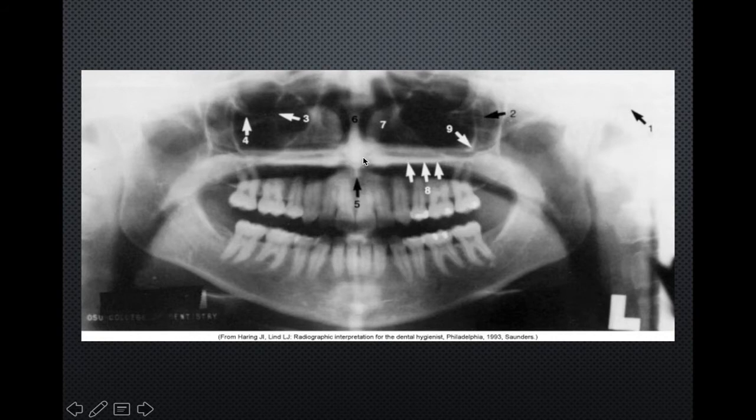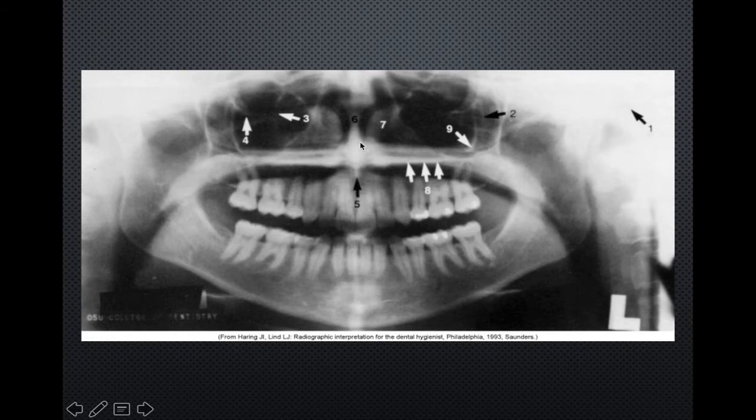Number 8 is this radiopaque area here. That's going to be our hard palate. And then number 9 is this area here. This radiopaque area is going to be the zygomatic process of the maxilla.